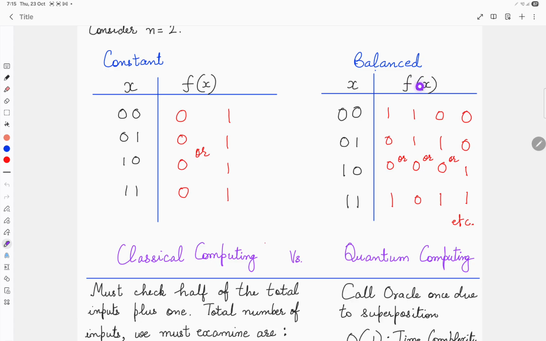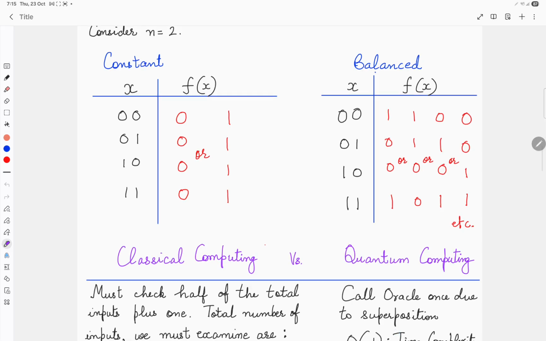And in the case of a balanced function, for half of the inputs the output will be 1, and for the other half the output will be 0. So all these cases determine whether the function is a balanced function or not, because if you look at the output, half of the output will be 1 and half of the output will be 0. So this is a balanced case, right?